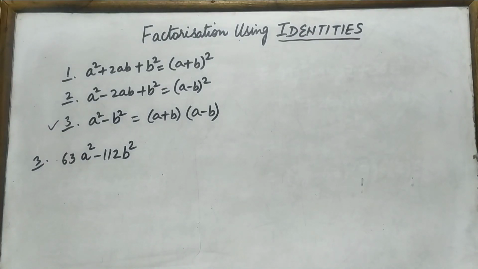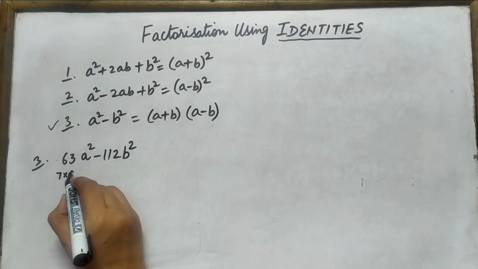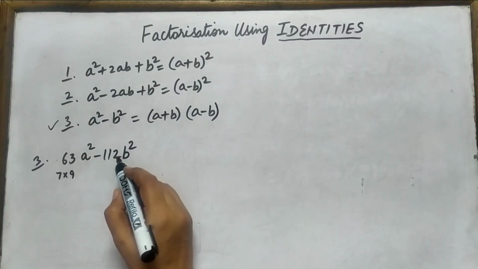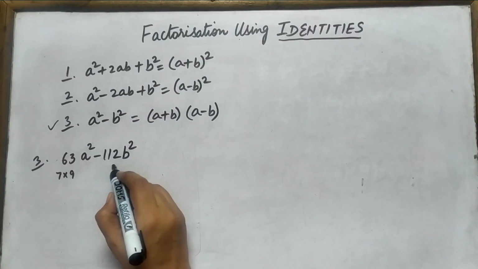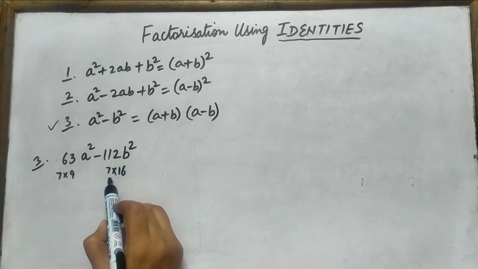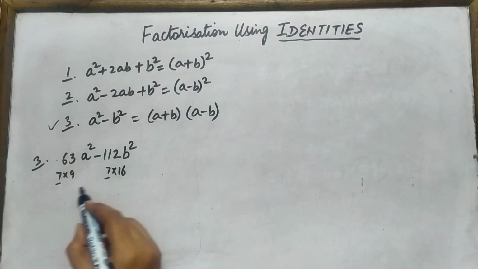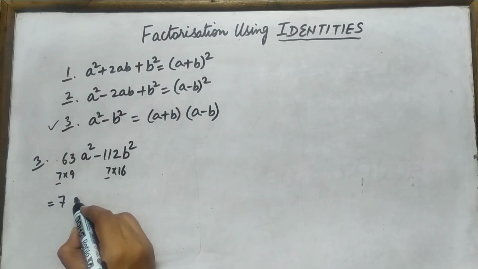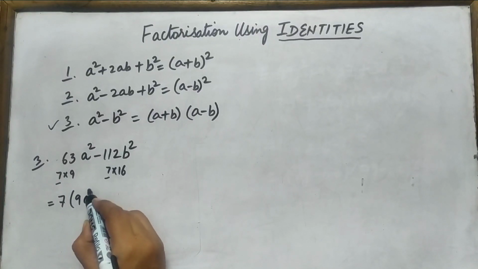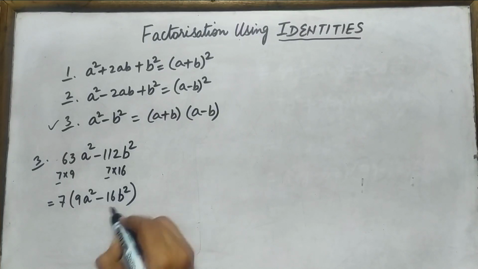What we have to do is we can make the factors. 63 is 7 nines are 63 and 112 is 7 16s are 112. So these two terms can be factorized like this. Here now we have 7 common and we can take it outside, and what is left? 7 nines are 63 a square minus 16 b square.